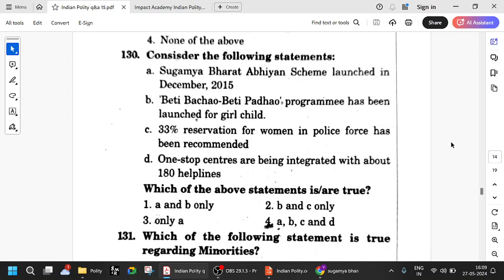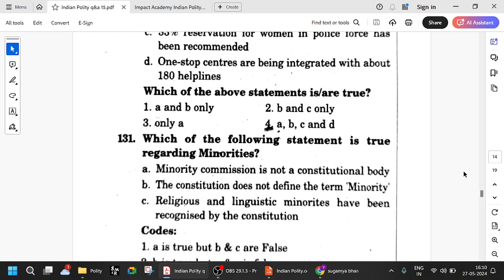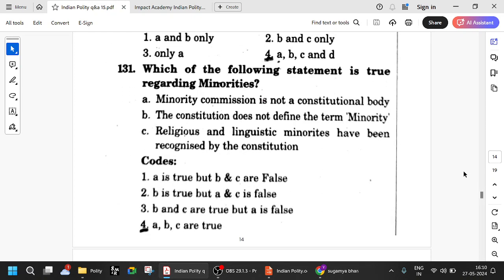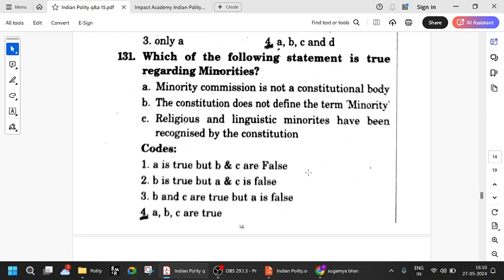Okay, so basically Sugamya Bharat Abhiyan is in 2015. It's about disability. Okay. So which of the following statements is true regarding minorities? Minority Commission is not a constitutional body. Yes. Constitution does not define the term minority. Yes, correct. Religious and linguistic minorities have been recognized by the Constitution. That is also true. Okay.